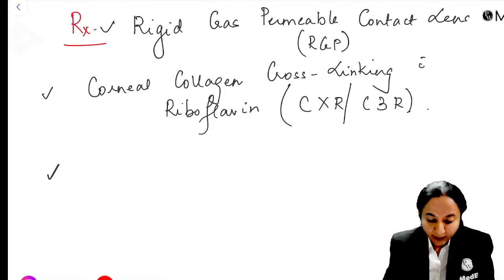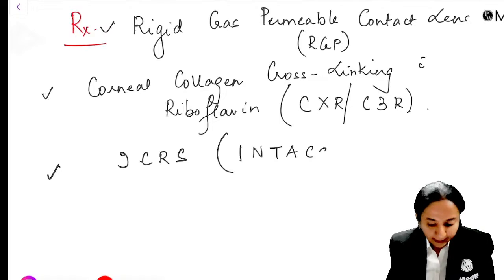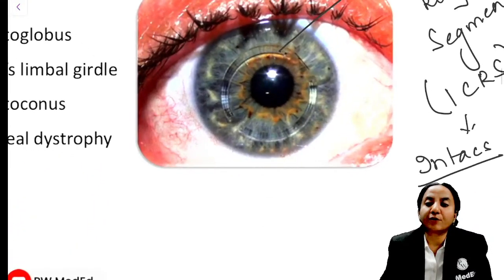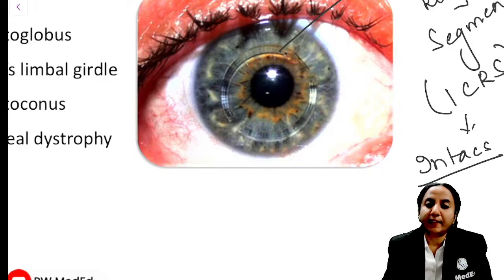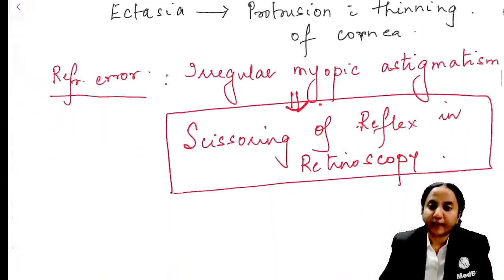Uske alawa, what else we can do? What we just learned, that is ICRS or intacs, intracorneal ring segments. So what are these intacs doing actually? They are also trying to correct the astigmatism. So ye jo sare cheeze hum kar rahe hai, they are all meant to correct the astigmatism.